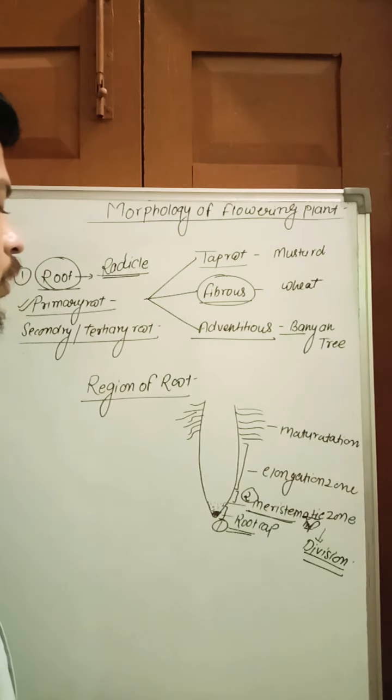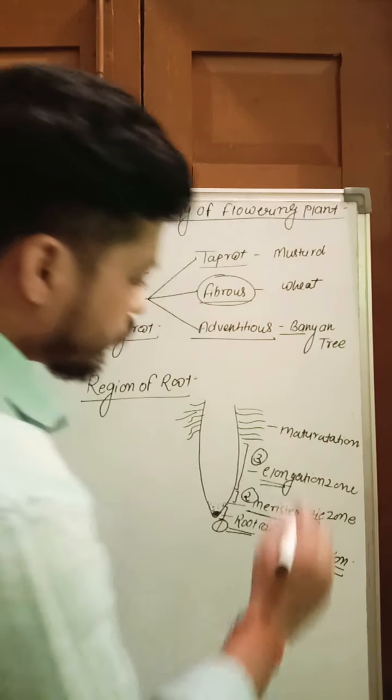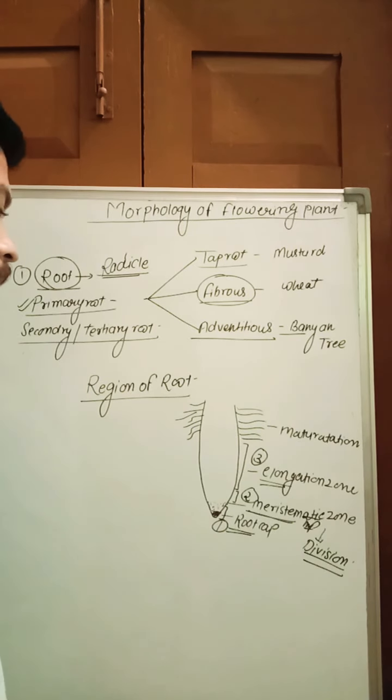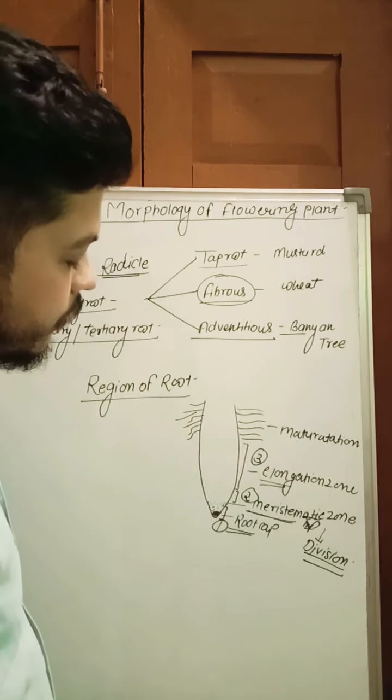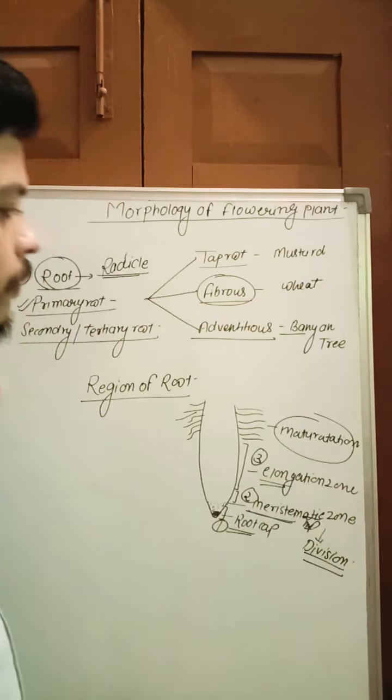Above the meristematic zone is the elongation zone. In this zone, when cells are divided, the number of cells increases, so the elongation and length of the root increases. That zone is called the elongation zone, the third zone. When the number of cells increases, the size of the root increases. That is called the elongation zone. When cells are mature and differentiated, they form the maturation zone, the zone of maturation.